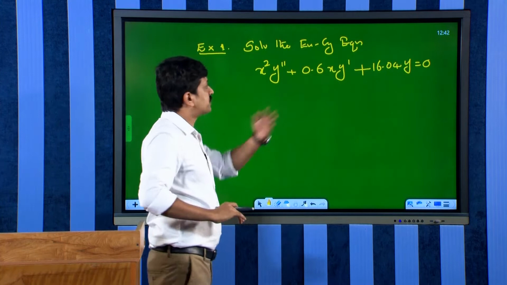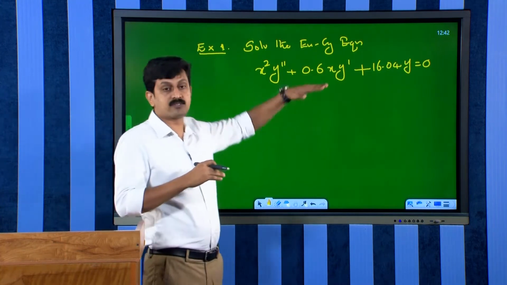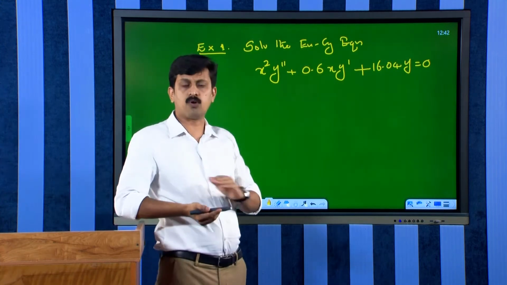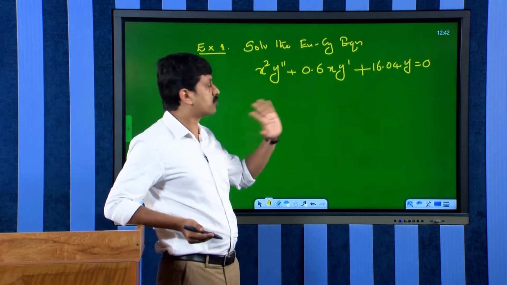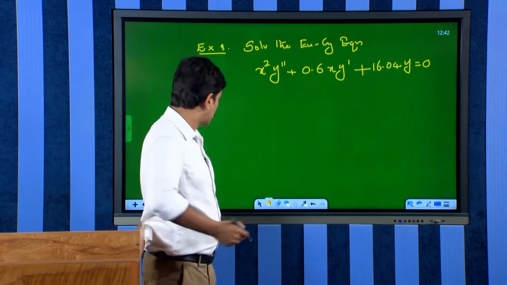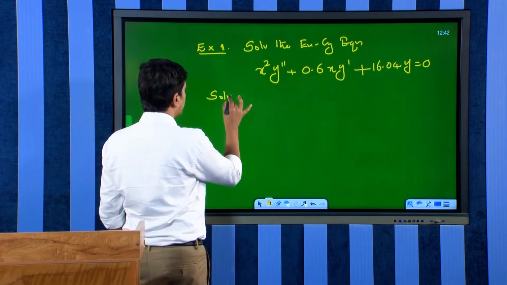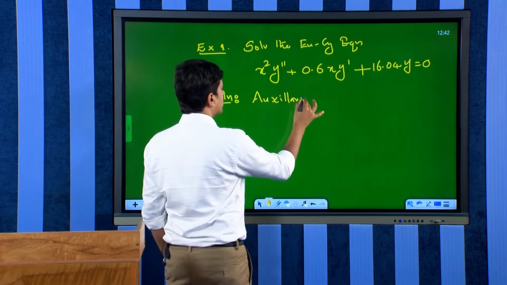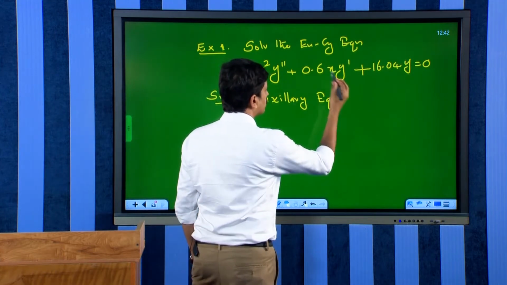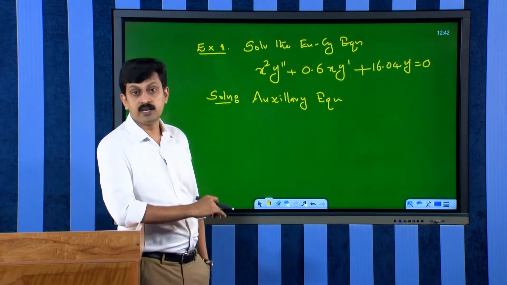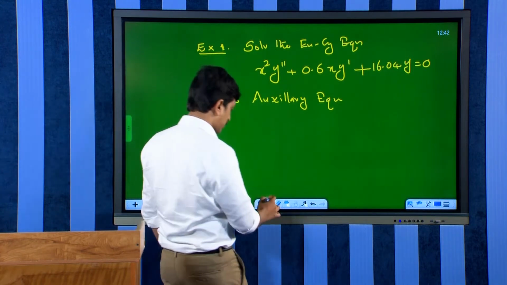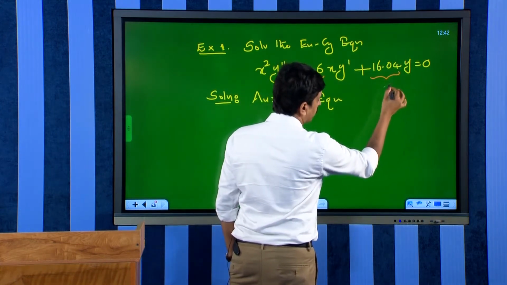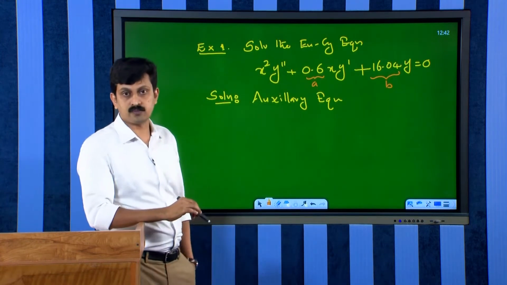See my dear students, while seeing the equation, we understood that it keeps the general form of the Euler-Cauchy equation. So, definitely this is the homogeneous Euler-Cauchy equation with constant coefficients. To solve this equation, we can write the auxiliary equation. The auxiliary equation is m square plus (a minus 1). Here, a is 0.6 and b is 16.04.